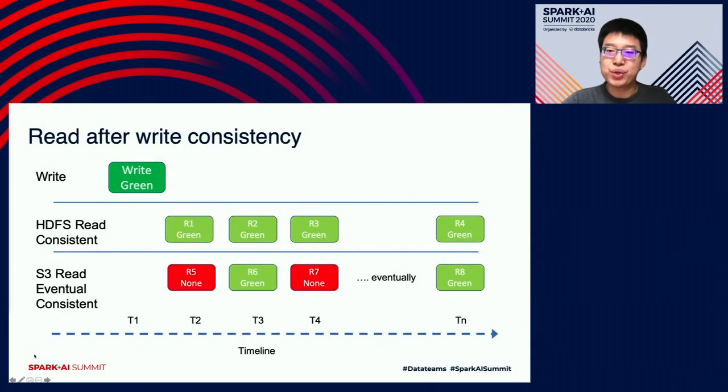Here is an example of read after write consistency for HDFS and S3. In this chart, from left to right is the timeline. From top to bottom are the writer client, HDFS reader, and S3 reader. In this example, the writer client sets color to green on both HDFS and S3 at T1. For a consistent reader, the HDFS read client, at any given time after the write completes, always reads the color as green. For an eventually consistent reader, the S3 reader might return none at T2, then green at T3, then none again at T4. Eventually, it will always return the color green.